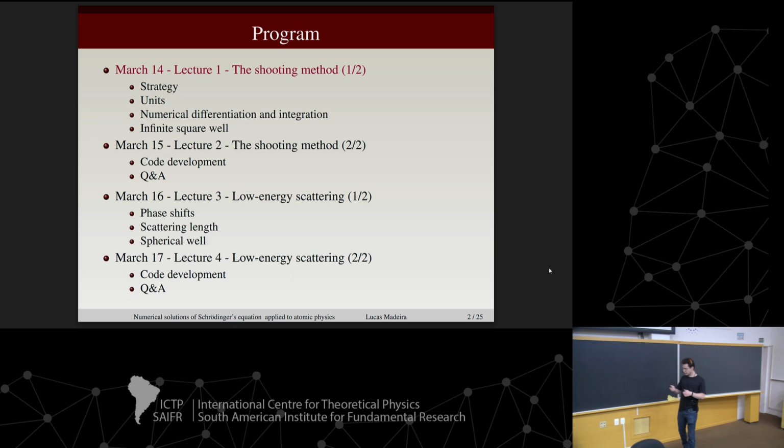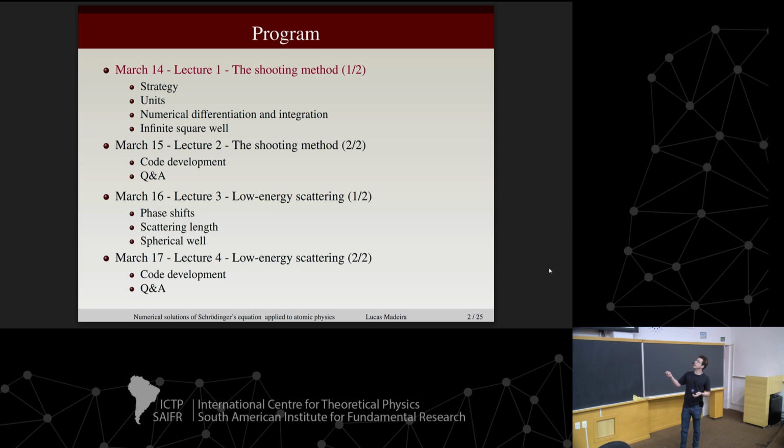So this is the program that I have in mind for these four lectures. Today, we're going to start with a numerical method to solve the time-independent Schrödinger equation for a simple potential. Today I'm going to talk about the strategy behind this method, the algorithm. We're going to talk a little bit about which units I should use when programming. I'm going to talk a little bit about numerical calculus, so numerical differentiation and integration. And then we are going to apply all this we learned to a simple 1D potential, the infinite square well.